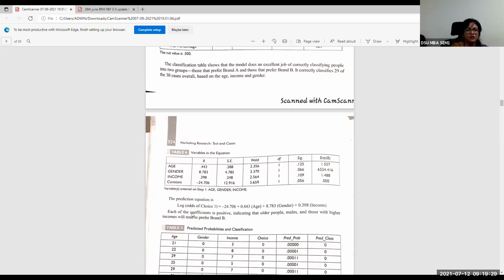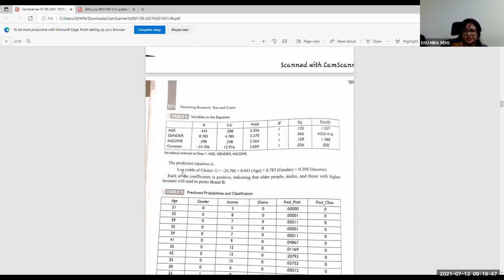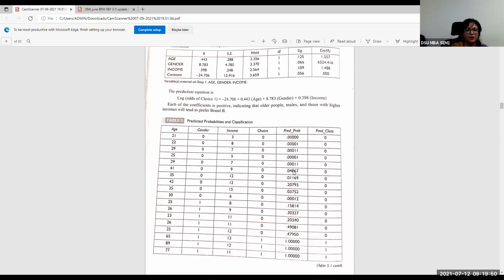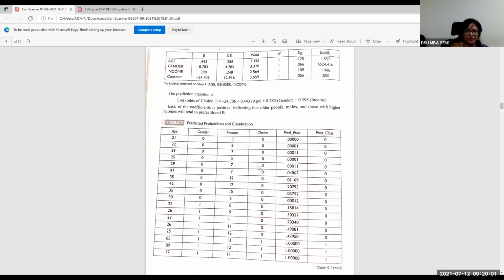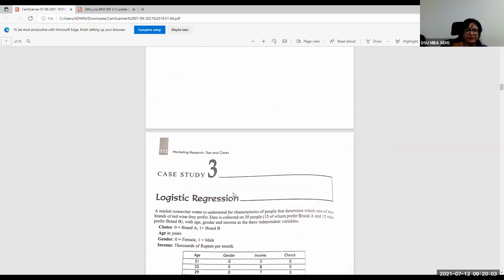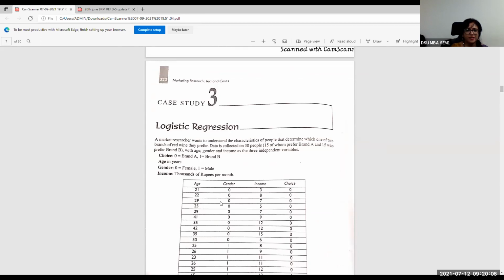So you need to take the log of the odds of choice 1 as minus 24.706 plus 0.443, which is the coefficient of age, plus 8.783, which is that of gender, and 0.398, which is the coefficient of income. Once you do this, you will have different predicted probabilities for different classes. For the first respondent, the data showed that he had a choice of 0. That is, 0 means brand A. You remember the coding? 0 is brand A, 1 is brand B.